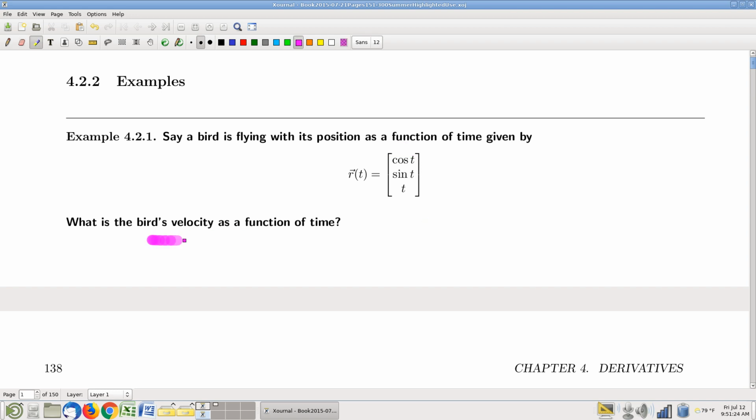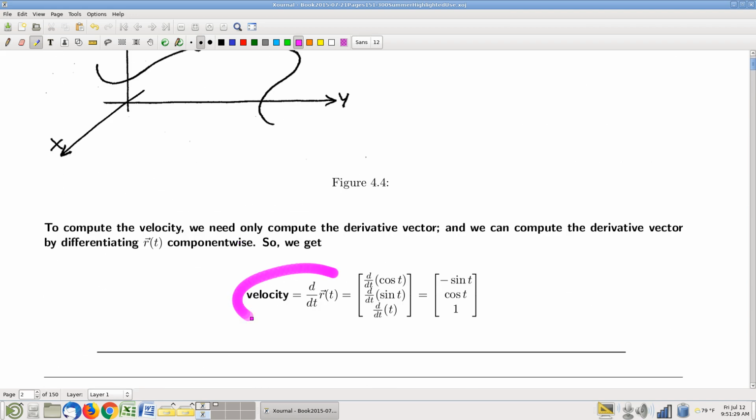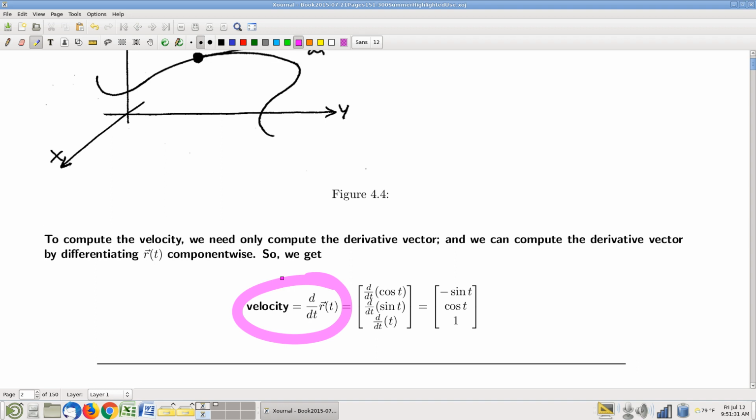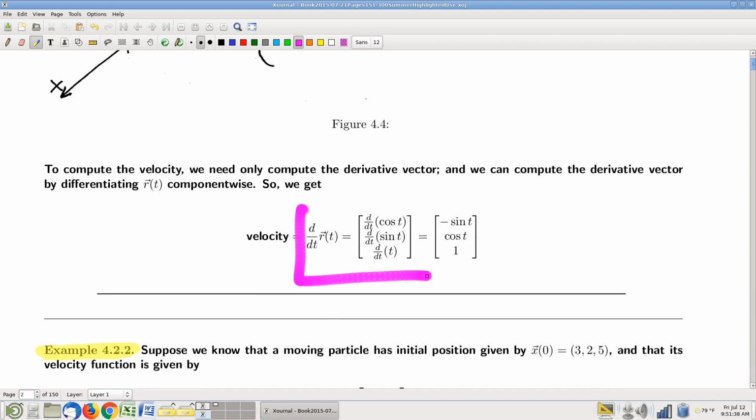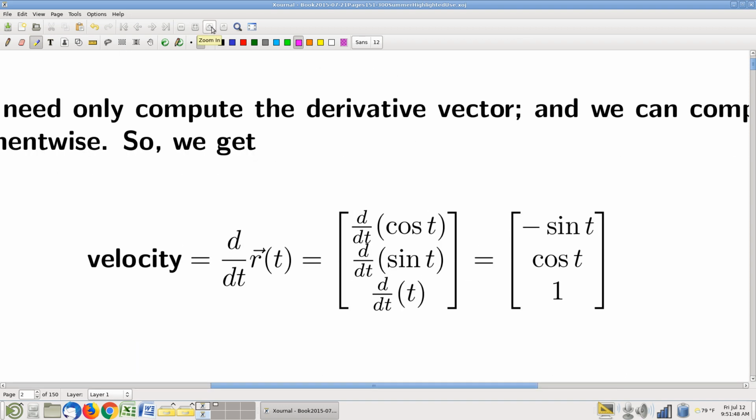So what's the bird's velocity as a function of time? Well, velocity is the derivative of the parametric curve. We just established that. We compute derivatives component-wise. We just talked about that a few minutes before. And these single variable derivatives here are old news, ancient history. The derivative of cosine is negative sine, etc. Right? The derivative of sine is cosine. I hope y'all remember all of these.